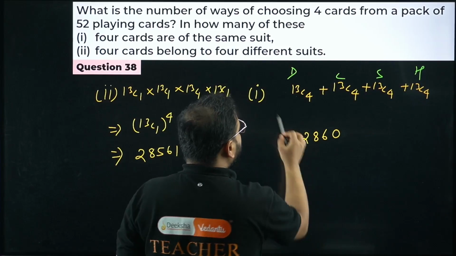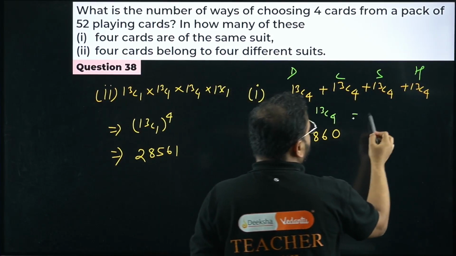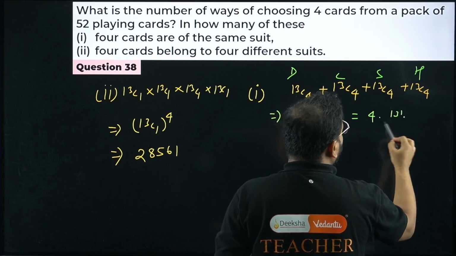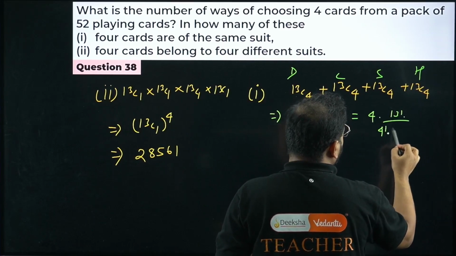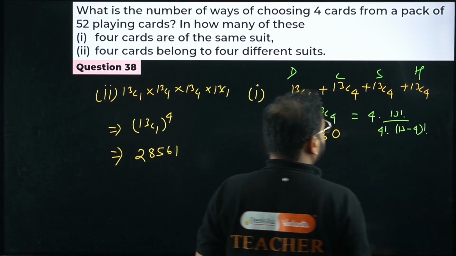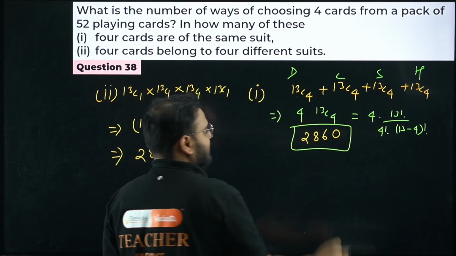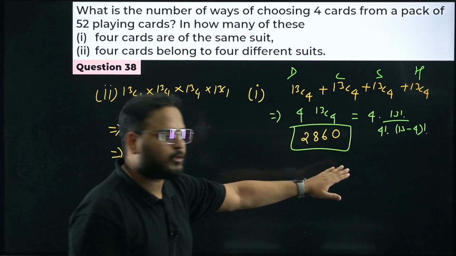You get this as simply 4 times 13C4. You can solve this as 4 times 13 factorial upon 4 factorial into 13 minus 4 factorial. Right? The answer will come as 2860. Please check. Go ahead, check it out. You can get the same answer, 2860.